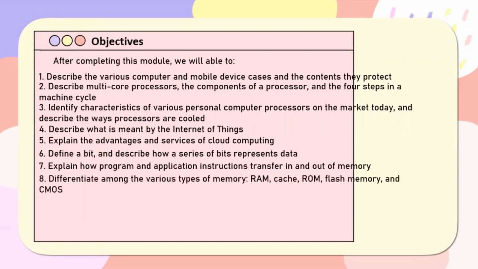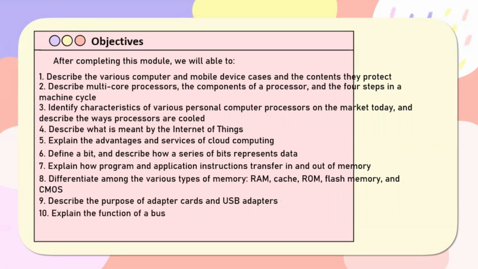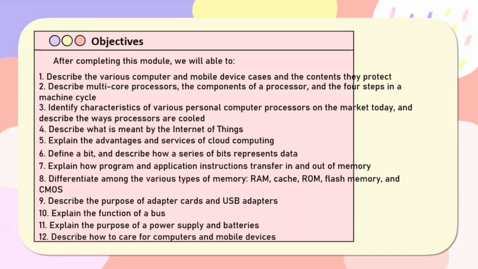explain how program and application instructions transfer in and out of memory, differentiate among the various types of memory: RAM, cache, ROM, flash memory, and CMOS, describe the purpose of adapter cards and USB adapters, explain the function of a bus, explain the purpose of a power supply and batteries, and last, describe how to care for computers and mobile devices.